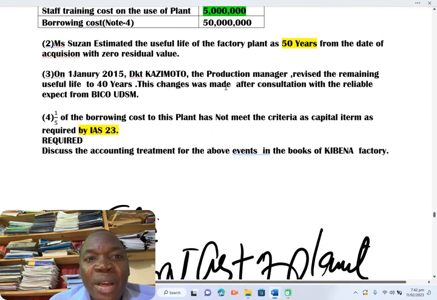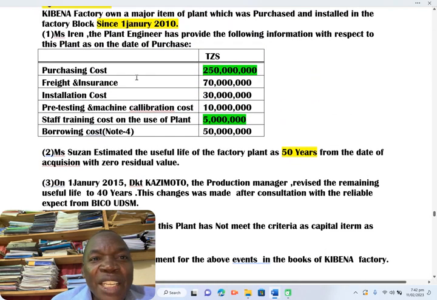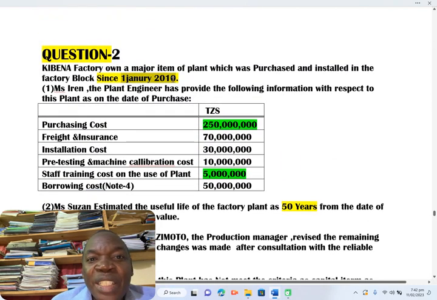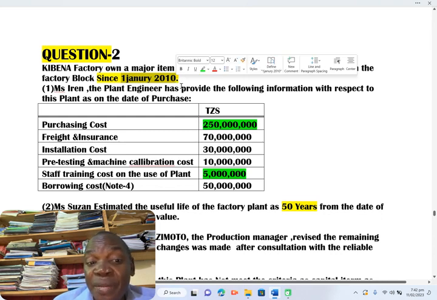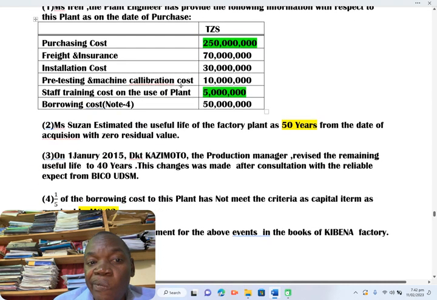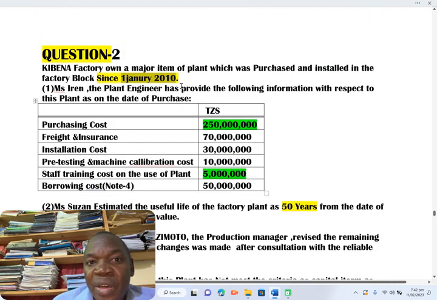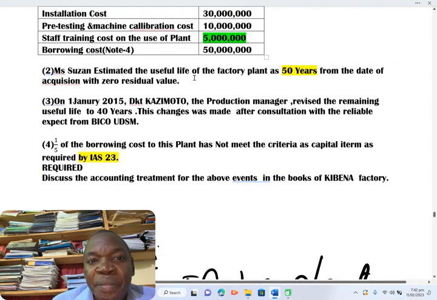Sasa swali lake anarudi hapa ni kwamba Kazimoto on January 2015, hapa ni baada ya miaka mingapi? Kutoka lini? January 2010 hiyo hapo. Ni miaka mingapi hapo? 5 years after, si ndio? Kwa 5 years after, Kazimoto amerevise remaining life to where? 40.